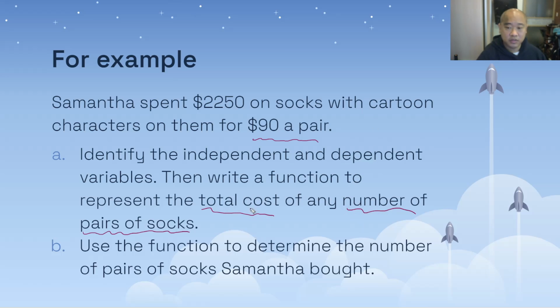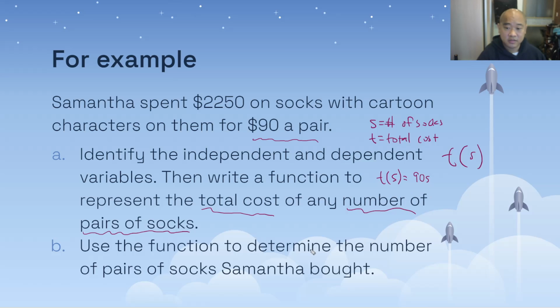So which one depends on which one? Does the total cost depend on the number of socks, or the number of socks depend on the total cost? Well, the total cost depends on how many socks you buy, right? So total cost depends on the number of socks. So we can say S equals number of pairs of socks, and T equals the total cost. So if we write a function, it would look like this: T of S equals 90S, since they're $90 for a pair.